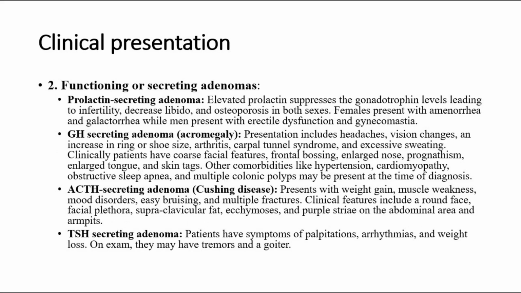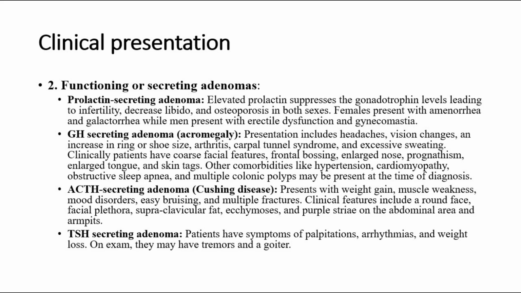Whereas for functioning adenomas, with prolactin-secreting adenoma, females present with amenorrhea and galactorrhea while men present with erectile dysfunction and gynecomastia. GH-secreting adenoma presentation includes headaches, vision changes, an increase in ring or shoe size, arthritis, carpal tunnel syndrome, and excessive sweating. Clinically, patients have coarse facial features, frontal bossing, enlarged nose, prognathism, enlarged tongue, and skin tags. Other comorbidities like hypertension, cardiomyopathy, obstructive sleep apnea, and multiple colonic polyps may be present at the time of diagnosis.